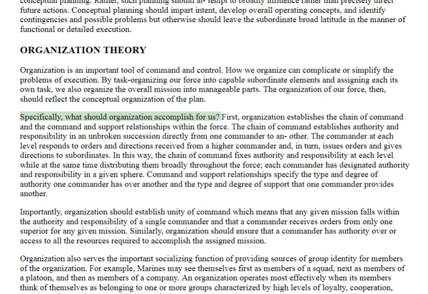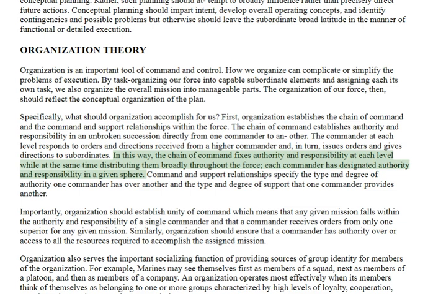Specifically, what should organization accomplish for us? First, organization establishes the chain of command and the command and support relationships within the force. The chain of command establishes authority and responsibility in an unbroken succession directly from one commander to another. The commander at each level responds to orders and directions received from a higher commander and, in turn, issues orders and gives directions to subordinates. In this way, the chain of command fixes authority and responsibility at each level while at the same time distributing them broadly throughout the force.